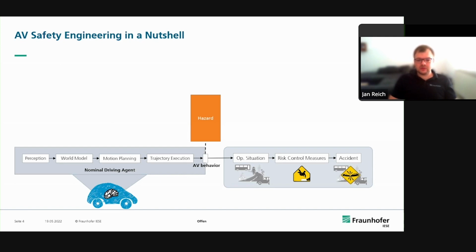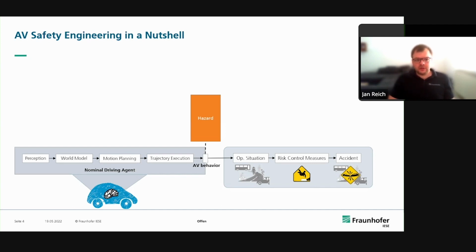But it is important to note here that the hazard is just a potential source of harm. So any AV behavior in principle can lead to an accident. And so that this can happen, the right operational situation needs to be present, and external risk control measures need to fail, and only then will we have an accident.